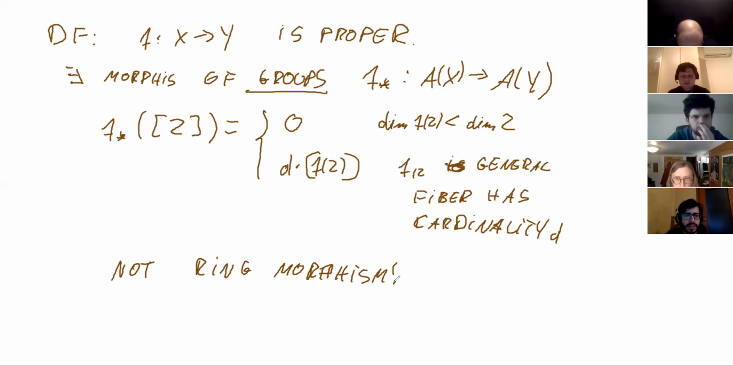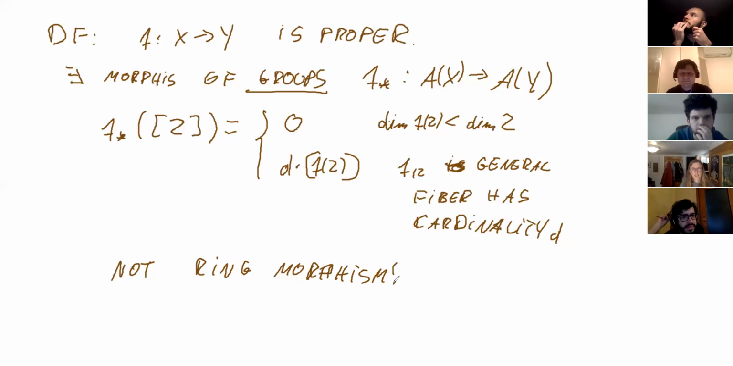Okay, so you're saying that if the dimension of f(Z) is smaller than the dimension of Z, you just set it to 0. I just set it to 0. Otherwise, if the dimensions are equal, you set it to d times the class of f(Z), where d is the cardinality of the general fiber. Yes. So basically, naively, you are counting how many copies of this Z you have upstairs, as if this were a covering.